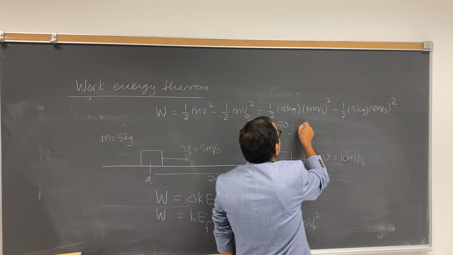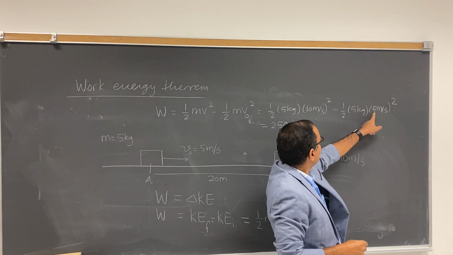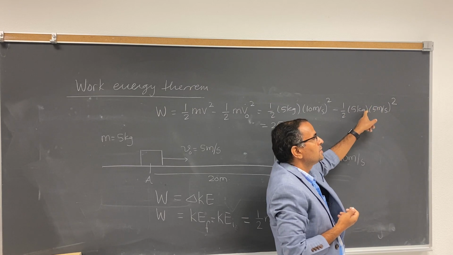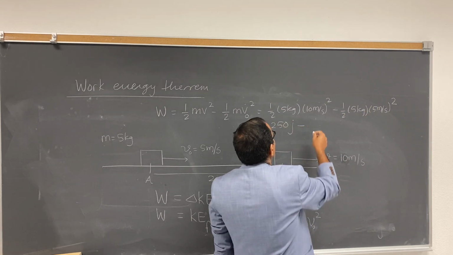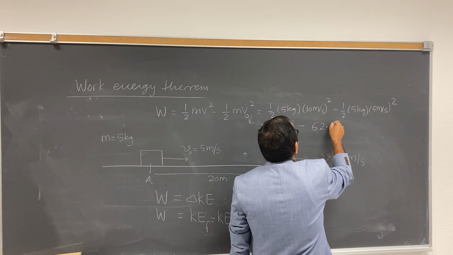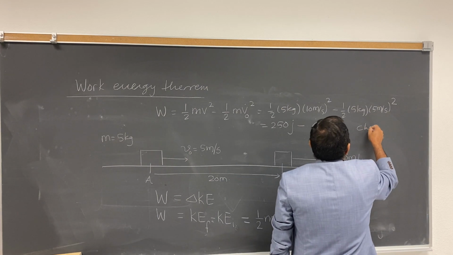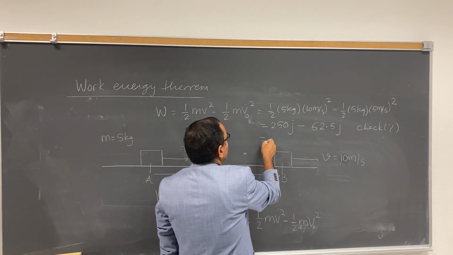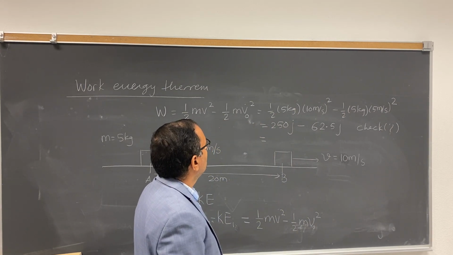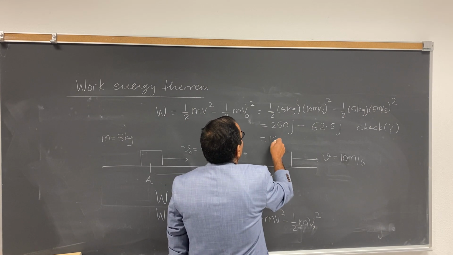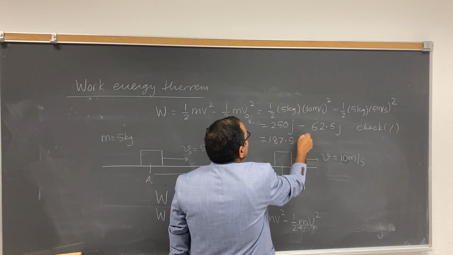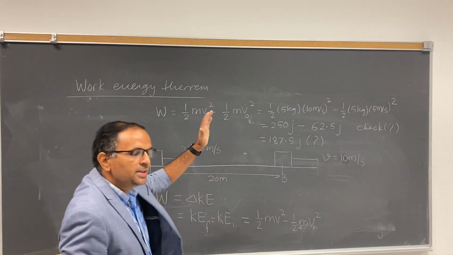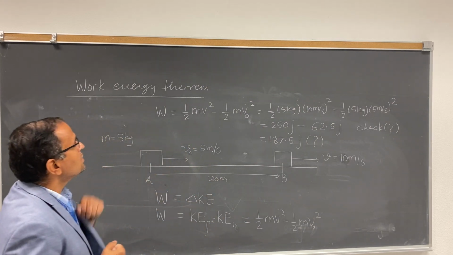And this is how much? 5 squared is 25, 25 times 5 is 125, divided by 2, I think this is 62.5 joule. Please check this. I don't have a calculator here. So what is this then? 187.5 joule. Please check my calculation, I just do it without any calculator. It may be wrong, please check everyone. So this is the work done.